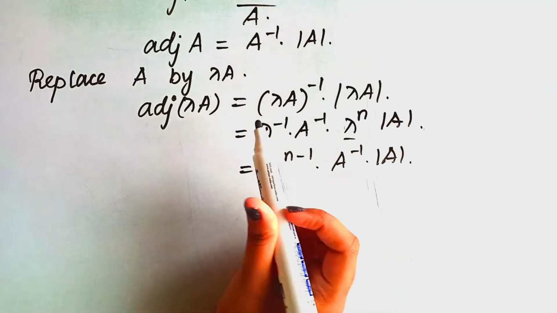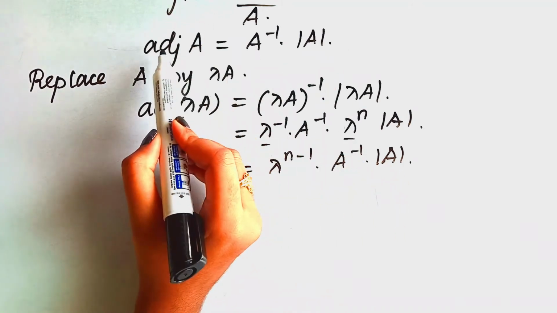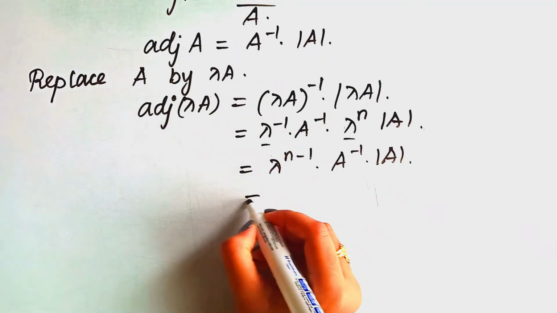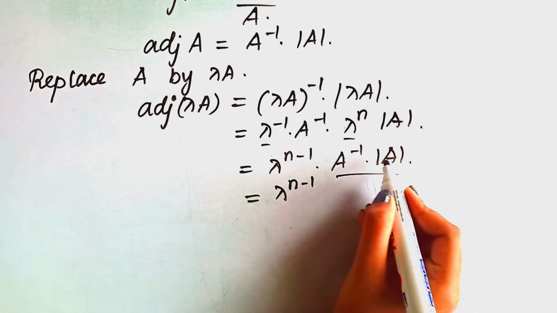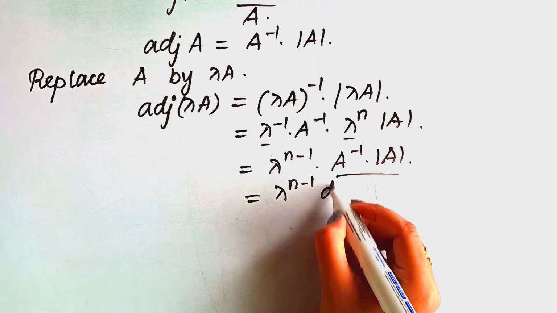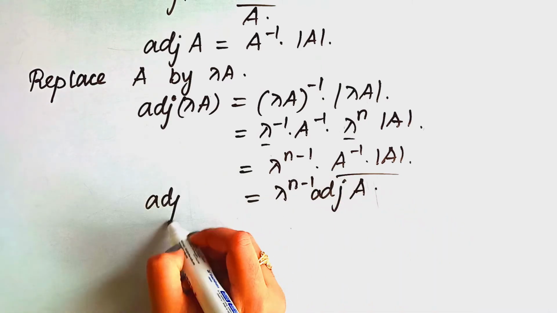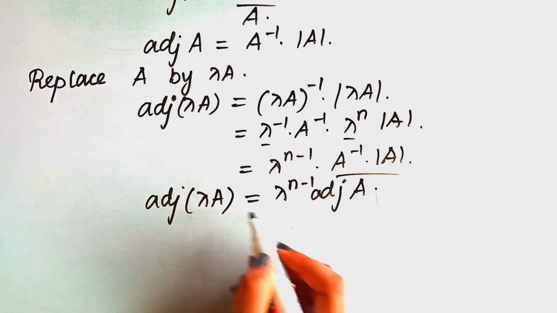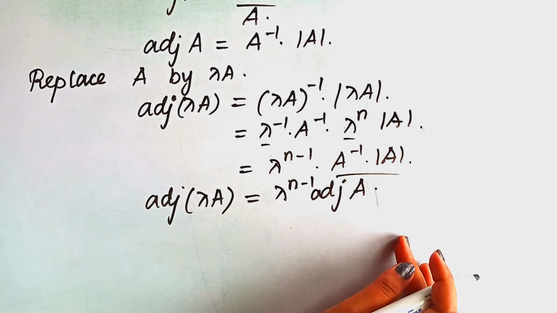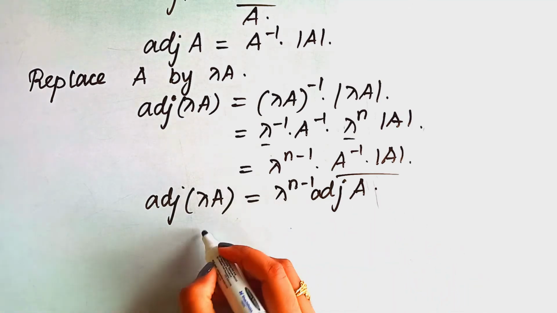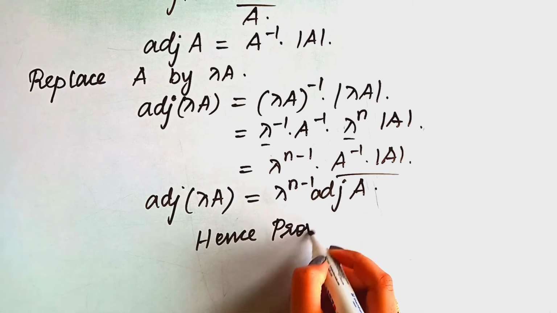Now you can see that a inverse into determinant of a is nothing but our adjoint of a, right? So let's substitute that there. So lambda power n minus 1, in the place of a inverse determinant of a, you are going to substitute adjoint of a. Therefore adjoint of lambda a is equal to lambda power n minus 1 into adjoint of a. This is what we had to prove, and therefore we have proved it. Then you can write it as hence proved.